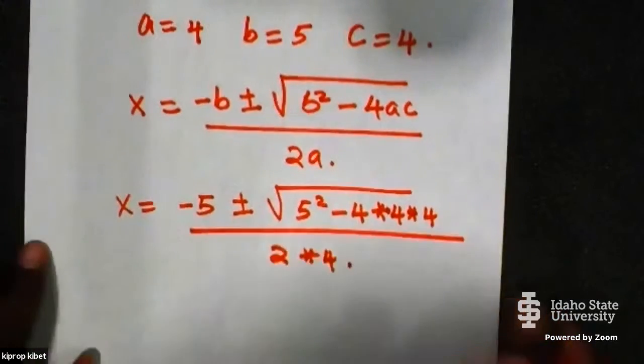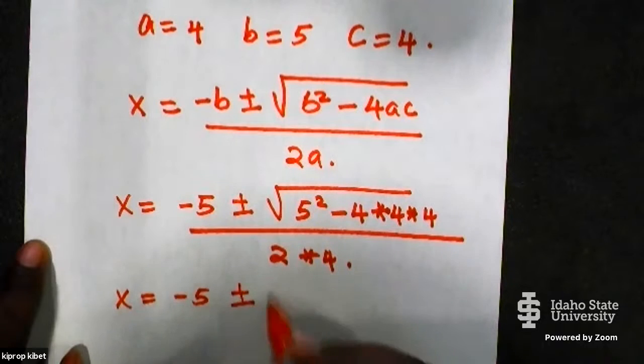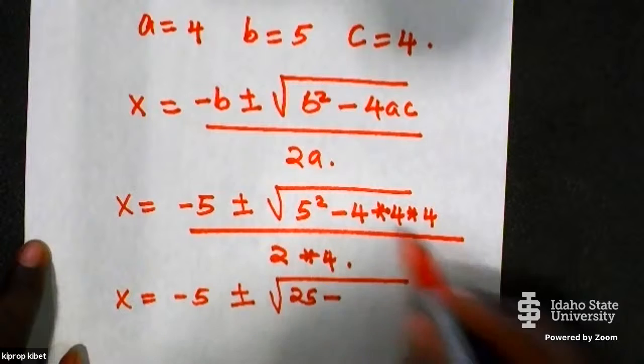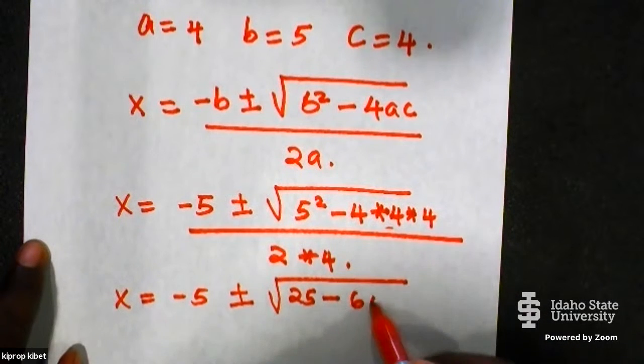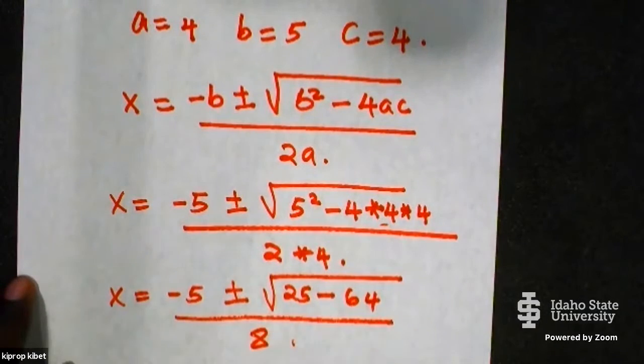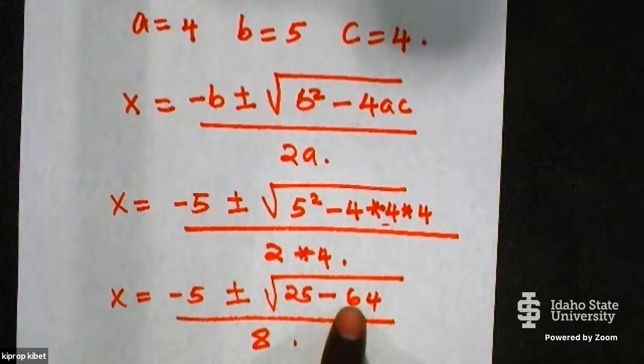Then you simplify. So x equals minus 5 plus or minus the square root of 25 minus what? It's 64, divided by 8. Now, looking at the discriminant here, it will be negative, right? So it will give you the complex roots.